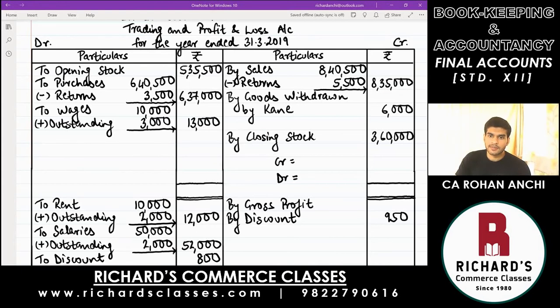Which side is greater? Credit side. Credit side is greater. What is the total? 12 lakh 1,000. And what about the debit side? 11,85,500. So credit side is greater. Write down that total on both sides, 12 lakh 1,000.